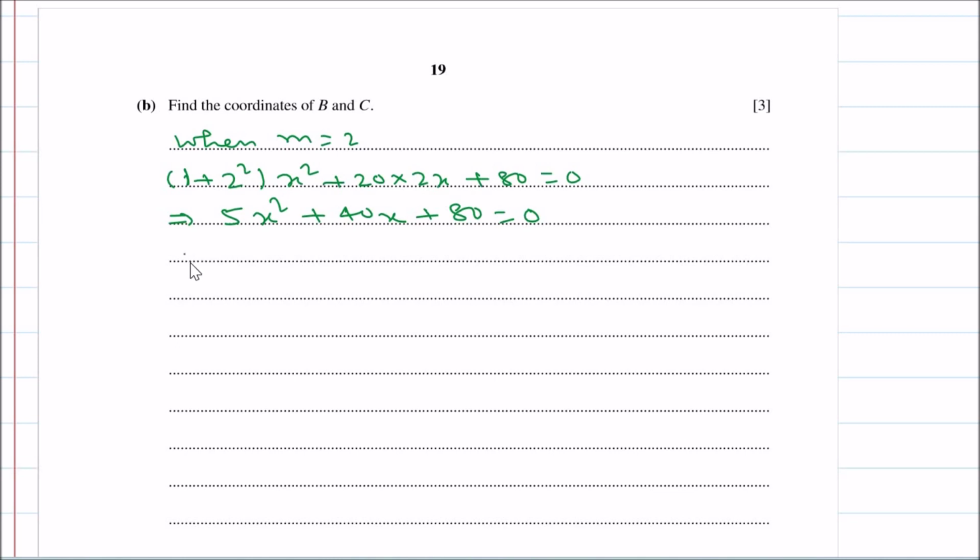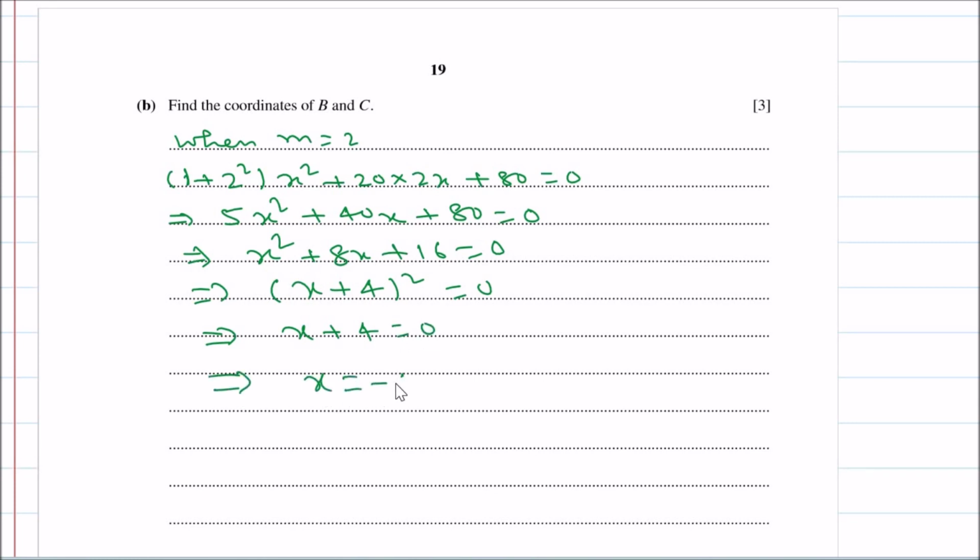Now let us solve for x. So we can simplify it further. So it will be x square plus 8x plus 16 is equal to 0. And this is a perfect square. Easily we can notice. So if we factorize this, this is x plus 4 whole square equal to 0. This implies that x plus 4 equal to 0. So this implies x equal to minus 4.